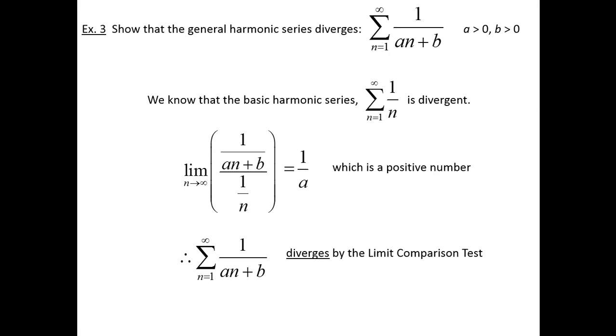One thing I want to mention here is that the ratio in which you put these two series to calculate this limit makes no difference. Had I put 1 over n over the 1 over (an plus b), my limit would have just been a instead of 1 over a, which is still a positive finite number. So the order you put those sequences in does not matter.